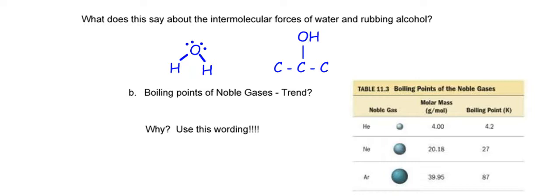And so again, we're talking about the greater the force, what effects does it have? So what about the boiling point of the noble gases? They're all atoms. There's no oxygens. There's no partial positive, partial negative to start off with. What's happening with these noble gases? Let me scroll it up a little quick.